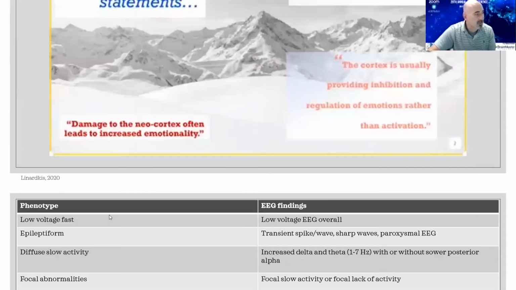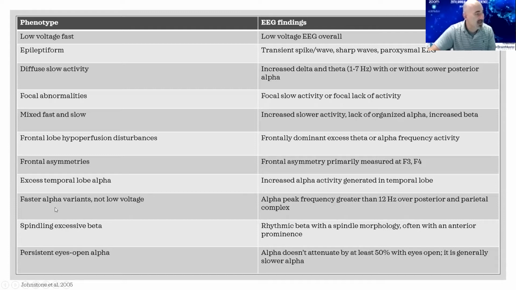Excess temporal lobe, sorry about that. Excess alpha variance, not low voltage, spindling excess beta, persistent eyes open alpha. I'm not going to read all of these out, but these are generally the things that we see in the EEG. Epileptiform, transient spikes and waves, et cetera, et cetera.